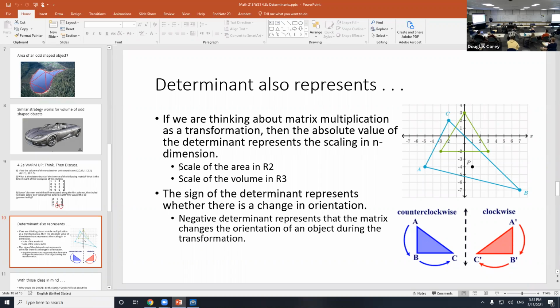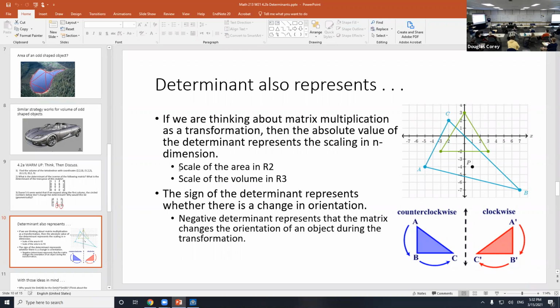So thumbs up if it's greater than 1, thumbs down if it's less than 1. So thumbs up if we're going from the green to the blue. So thumbs up if the determinant's larger than 1, thumbs down if it's less than 1. So good job. It's larger than 1 because the area gets larger.